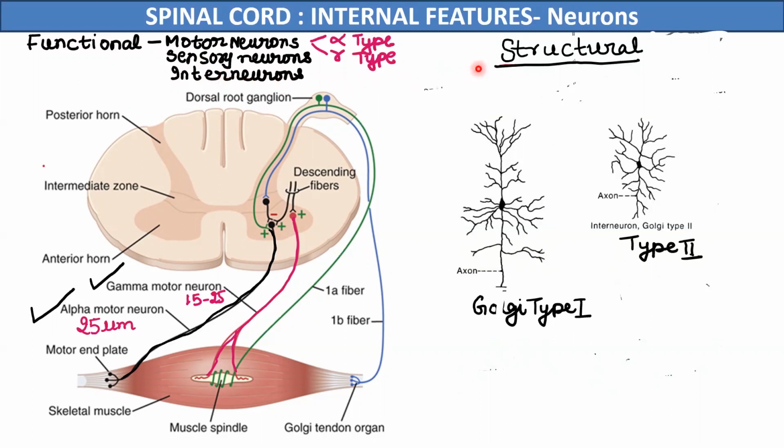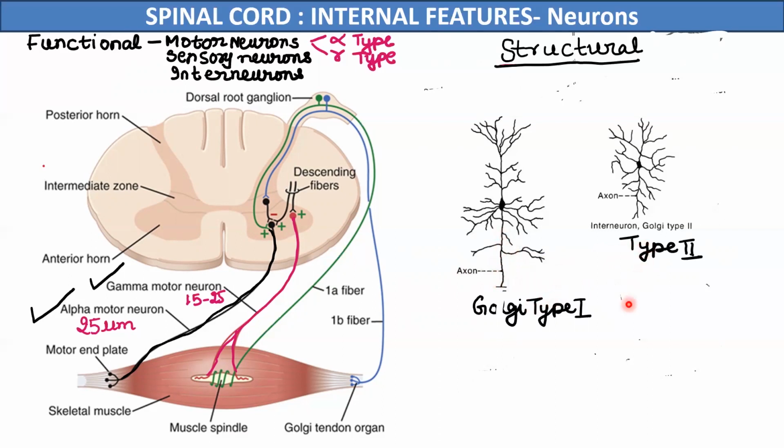Structurally, the neurons can be classified as being Golgi type 1 or Golgi type 2. The Golgi type 1 neurons have very long axons, and the axons of these neurons will leave the gray matter as the anterior nerve root, or they will form the nerve tracts. While the Golgi type 2 neurons are small in size and they will never leave the gray matter.